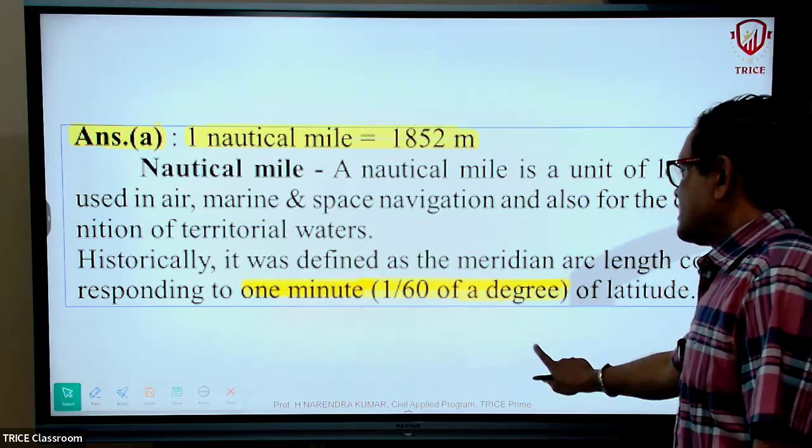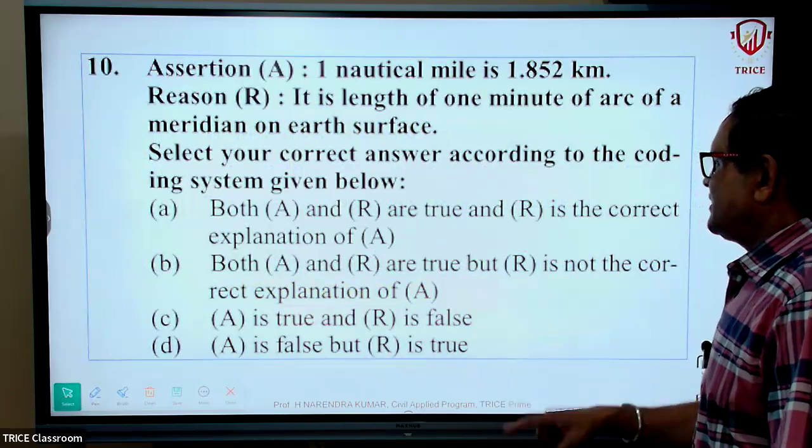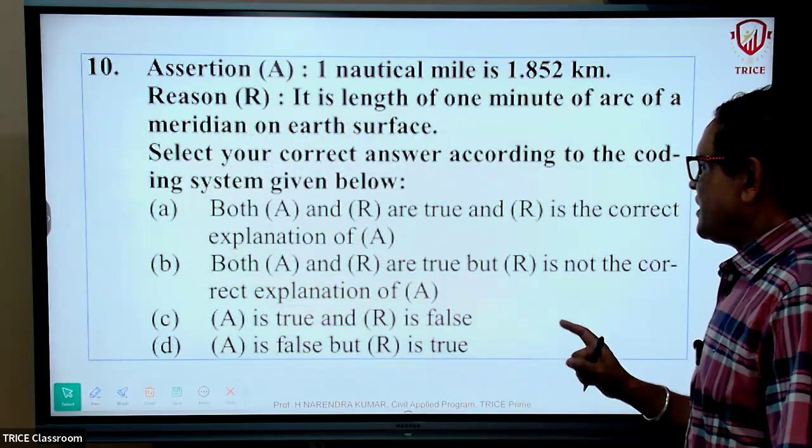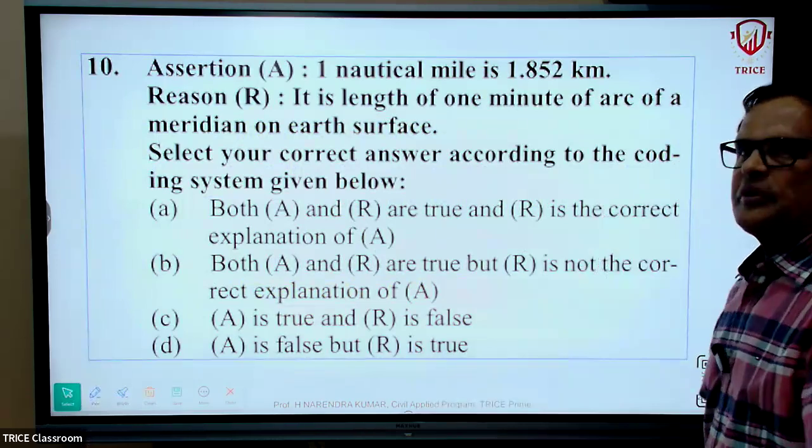So, answer A is the correct one. Both A and R are true. R is the correct explanation for A.